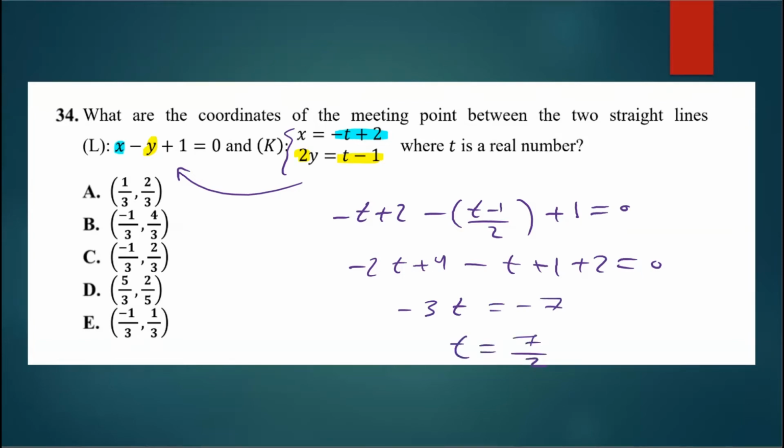Okay, if t is 7 over 2, now you need to find x and y. Substitute this value, 7 over 2, back into the parametric equation. So negative 7 over 2 plus 2, negative 3.5 plus 2, it's negative 3 over 2. Negative 3 over 2, none of these. None of these. Is that 2 or 3? It's a 3. So sorry for that.